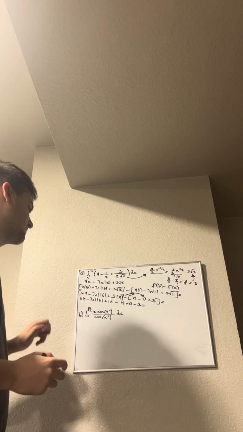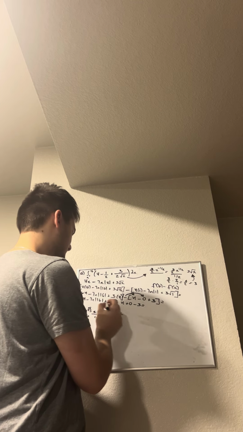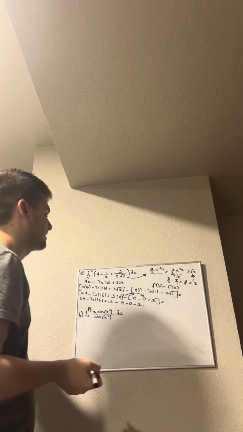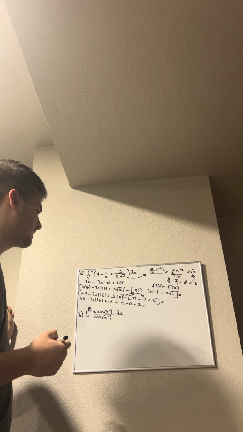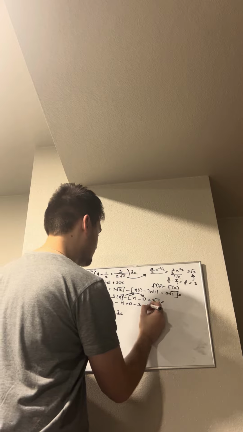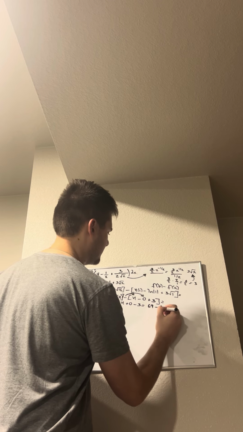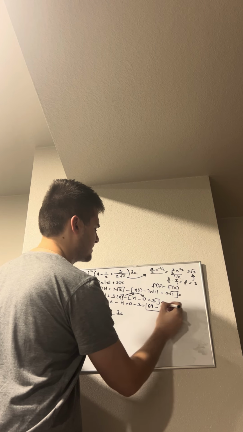Now combining those terms together, 64 plus 12 minus 4 gives us 72. Then minus 3 gives us 69. So we just have 69 minus ln of 16 as the final answer for this problem.